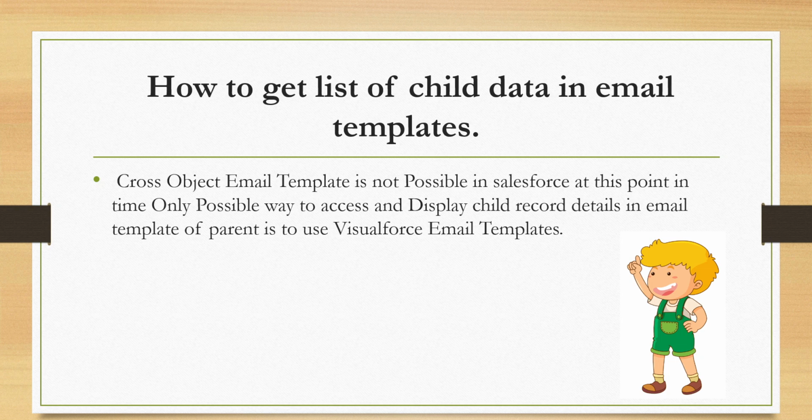How do you get a list of child data in an email template? A cross-object email template is not possible in Salesforce. At this point in time, the only way to display child record details in the email template of a parent is to use a Visualforce email template. It is not possible in a classic email template. We can use Visualforce email templates to get the child records and display them.